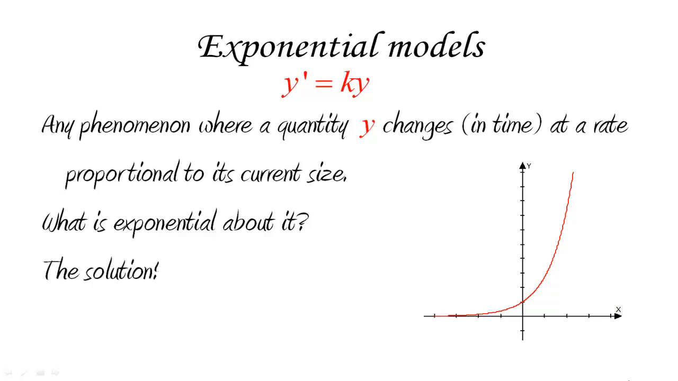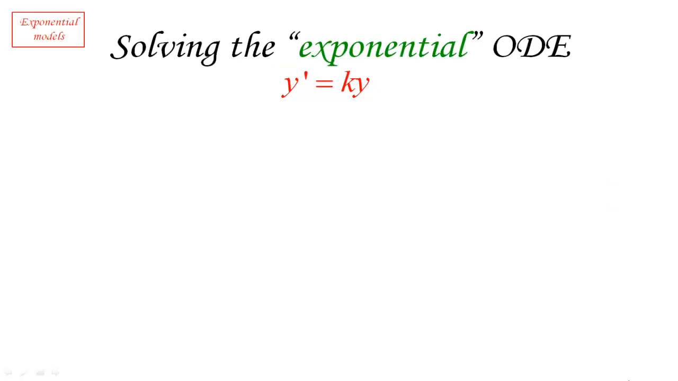Turns out that the solution of a differential equation of this type, y prime equals ky, where k is a constant, is actually an exponential function of the form c times e to the kt, where the k that you see there is exactly the same that appears in the original differential equation. Why, you wonder? Well, here is why. So how do we solve an exponential ODE?